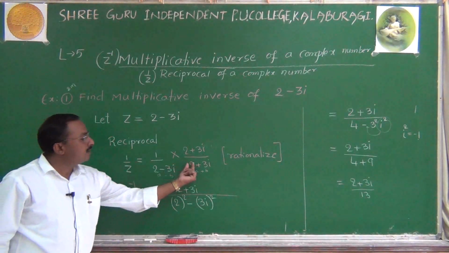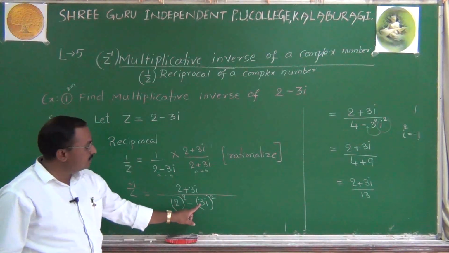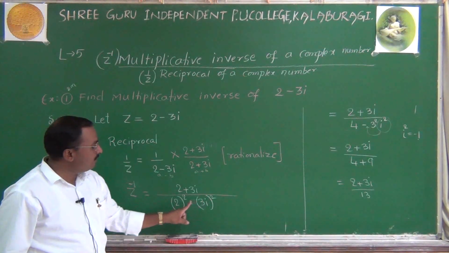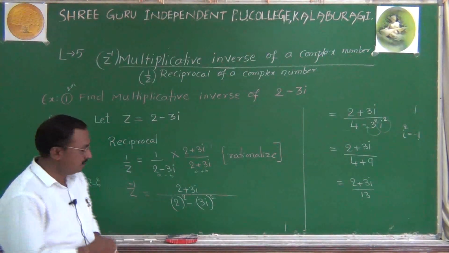In the denominator, a minus b times a plus b gives a square minus b square. This is 2 square minus 3 square i square. The value of i square is minus 1, so it becomes 4 plus 9.